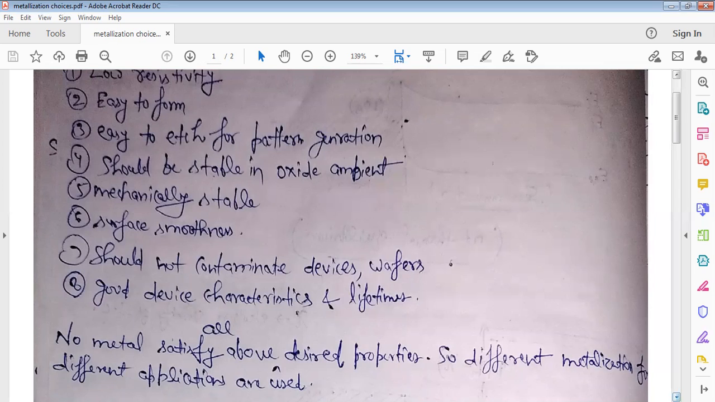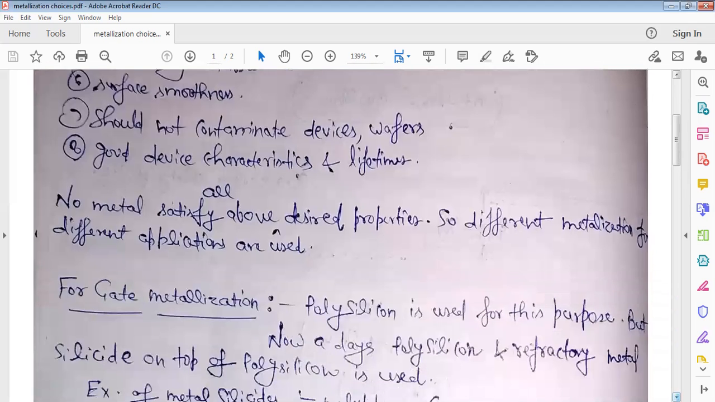So one approach would be to use different metallizations for different applications. Suppose we want to use a material for gate metallization. In order to make the gate contact in most transistors, we will use a different material. In order to make contact metallization, we will use a different material. In order to make interconnection metallization, we will use a different material. And for other applications, we will use different materials depending upon the requirement.